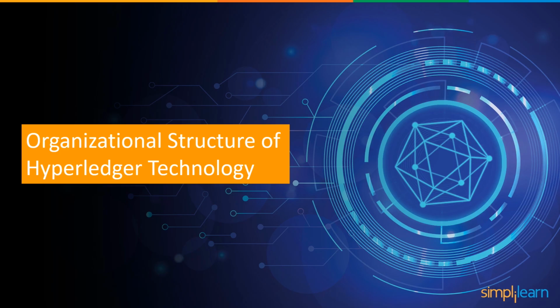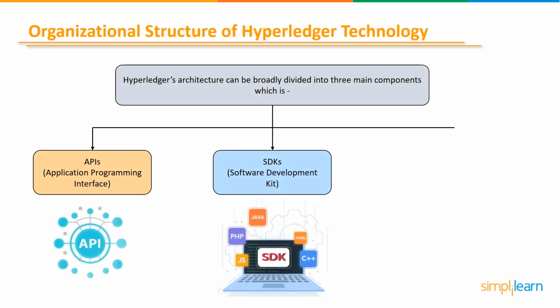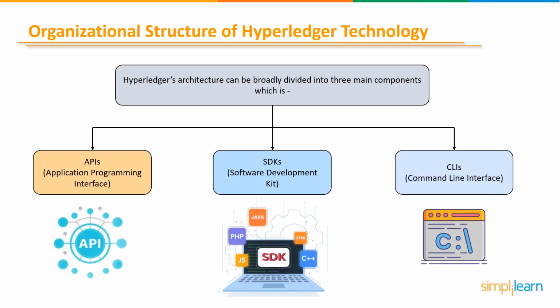Now let's have a look at the organizational architecture of Hyperledger. Essentially, Hyperledger enables the development of various blockchain-based systems and applications for industrial use by providing the necessary infrastructure and standards. It acts more like a hub, bringing together numerous blockchain-based projects and tools that follow established design philosophy. Hyperledger's architecture can be broadly divided into three main components, which is APIs, SDKs, and CLIs.